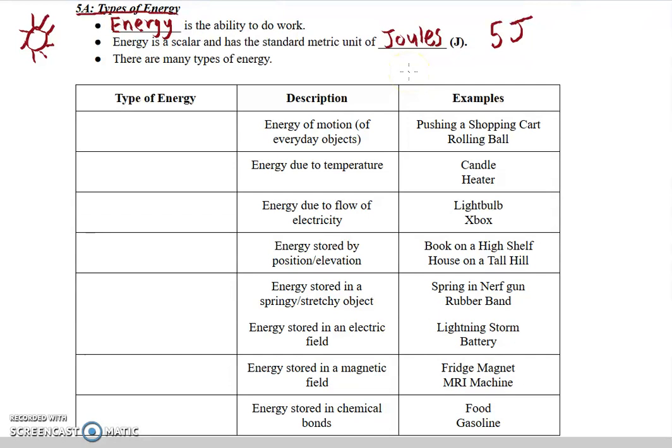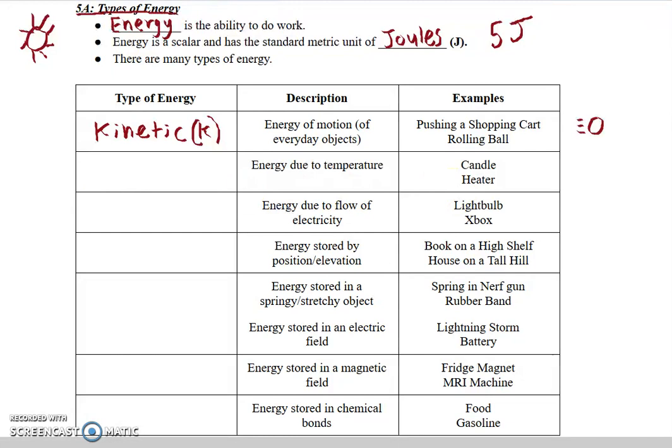There are several different types of energy. We're going to be going through them in this table. There are others, but these are the ones we're going to focus on the most. So the first type of energy is kinetic. It's going to have the symbol K. And kinetic energy is the energy of motion, but of everyday objects, meaning not like molecules or atoms. If you push a shopping cart, if you roll a ball, those physical things that you can see moving, they're all going to have some kinetic energy.